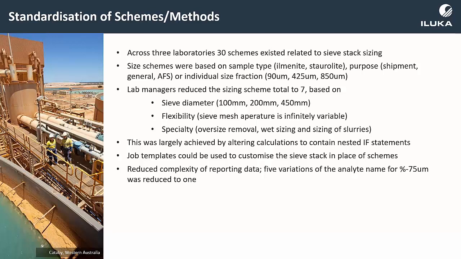So in the end, we only ended up with 7 sizing schemes in total. And another benefit of this process was that we were able to standardise our analyte names. In our old system, we had, I think, over 5 different variations of reporting minus 75 micron, which made our production accounting systems complicated because depending which lab you came from, it may have been called something slightly different. Now we only have 1.